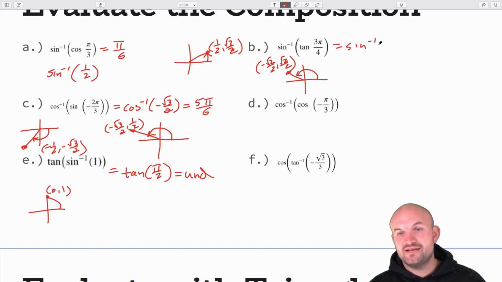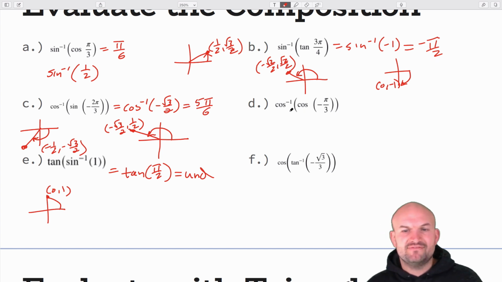So we have sine inverse of negative 1. Well, when is the y coordinate going to be negative 1? What angle? Again, it has to meet this restriction. And that's going to be the coordinate point 0, comma negative 1. So that's going to be angle negative pi halves.